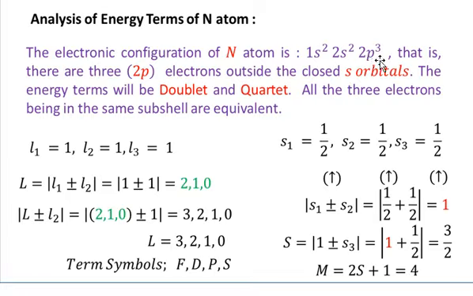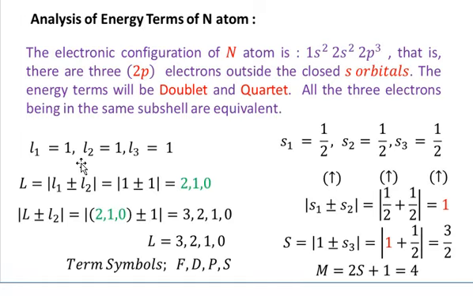That is, the 3 electrons in the 2p3 configuration can occupy orbitals with parallel spin. That is, there are 3 2p electrons outside the closed s orbitals. The energy terms will be doublet and quartet, as we have explained for the case of 3 electrons. All the 3 electrons being in the same subshell are equivalent. So since all the 3 electrons are in the p subshell, we cannot discriminate between those electrons. So such electrons will be regarded as identical fermions or identical electrons.